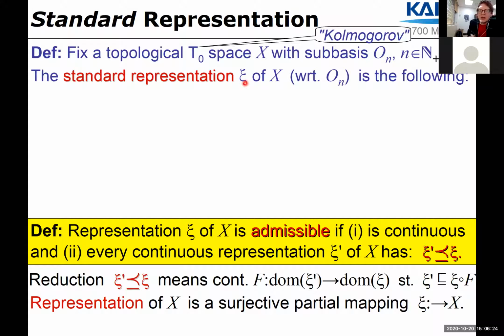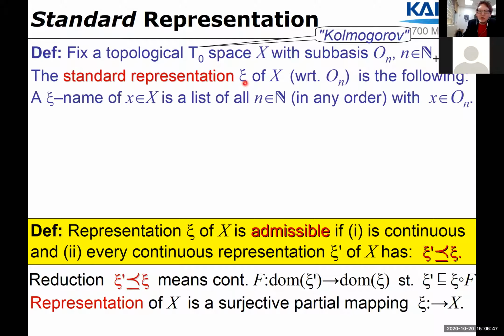So that here we prove basically that every Kolmogorov space with a countable subbase has an admissible representation, which you can see as a counterpart to Cook's theorem that says there exist NP-complete problems.